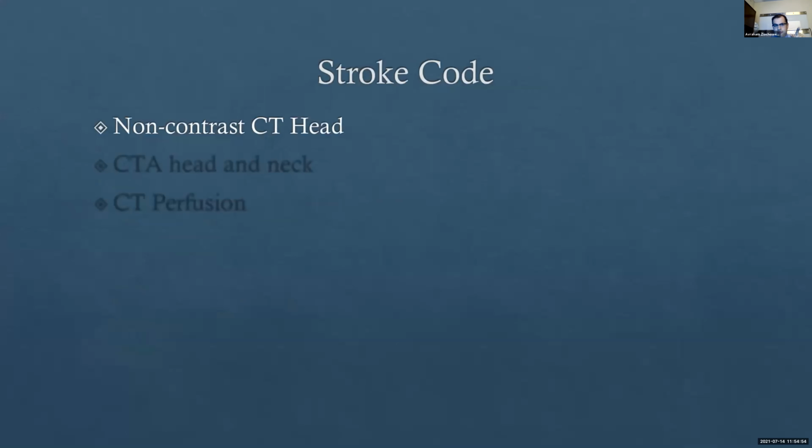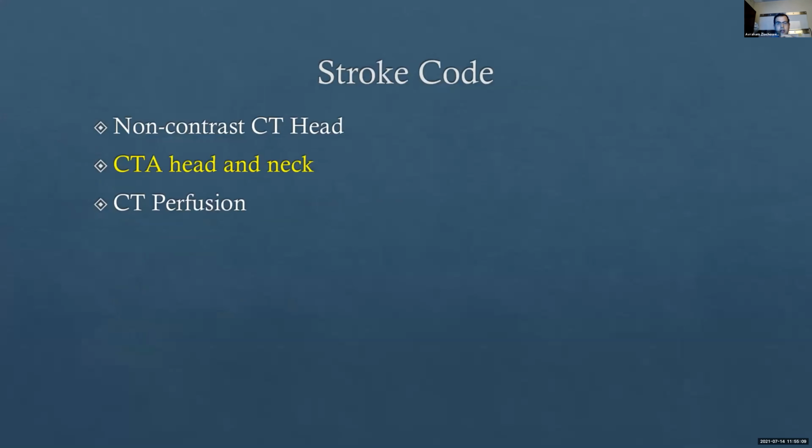So the next step, after we finish our non-contrast CT head, is we're going to do a CTA head and neck, a CT angiography, where we're going to give contrast dye and look at the vessels in the brain and in the neck. Okay. And then we'll talk later about the CT perfusion.